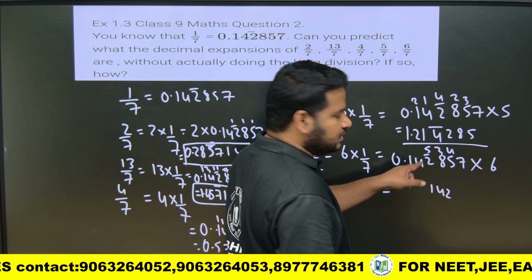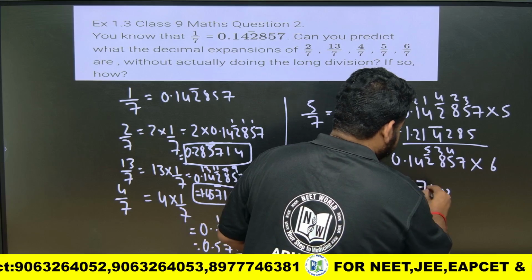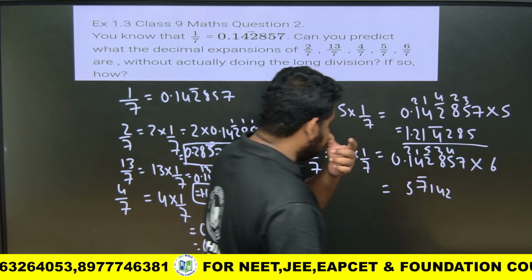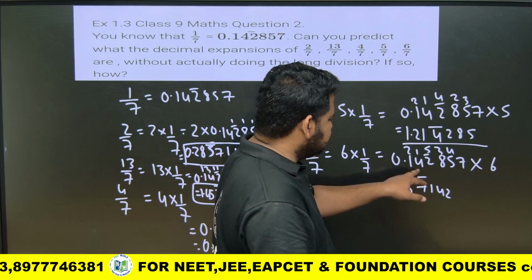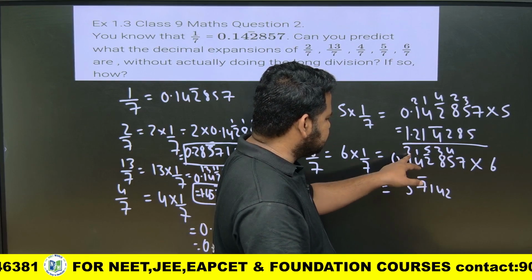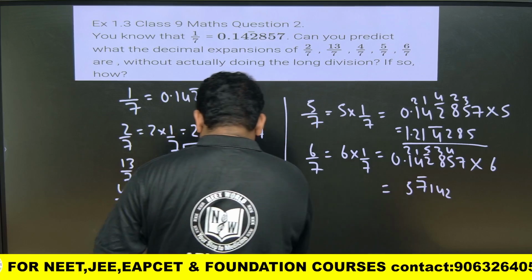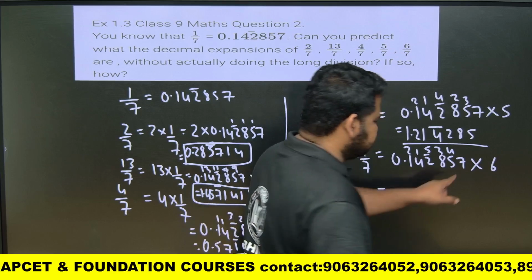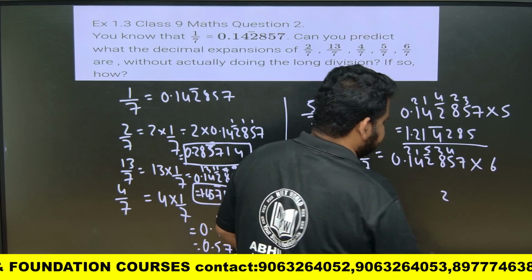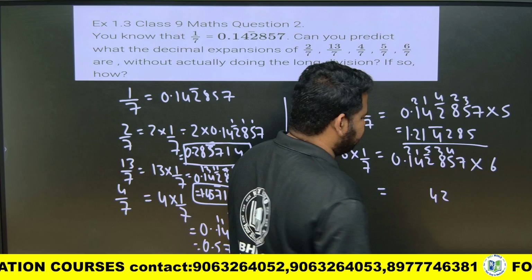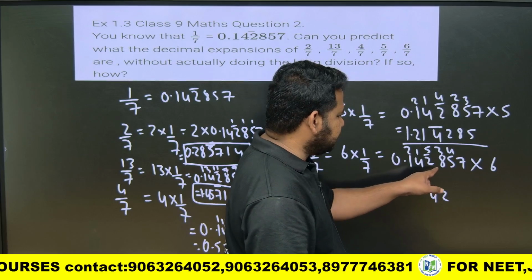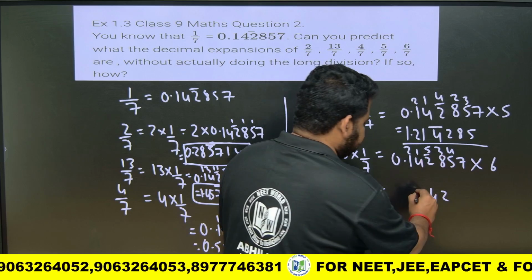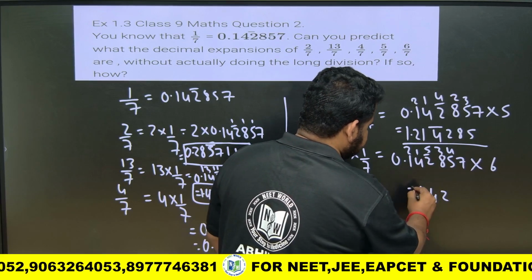6 2s are 12, 12 plus 5 is 17, but on 7 there should be bar. 6 4s are 24, 25. Let me check this once again. 6 7s are 42. 6 5s are 30, 34. 6 8s are 48, plus 3 is 51. 6 2s are 12, 17, and on 7 there should be bar.